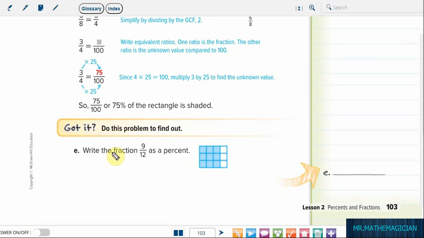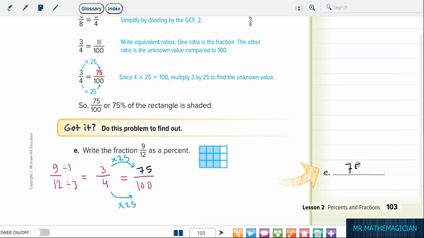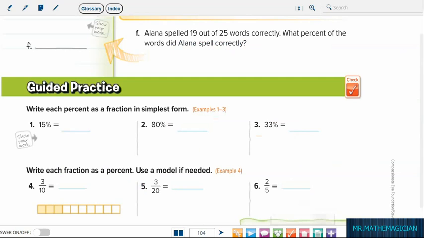Now we need to do the same in problem E. We have here 9 over 12, so first we write 9 over 12 in the simplest form, divide by 3 up, divide by 3 down. This will give you 3 over 4. Now we need to know 3 over 4 is what over 100, so we are going to multiply by 25 down, multiply by 25 up, and this will give you 75. So the final answer is 75%.